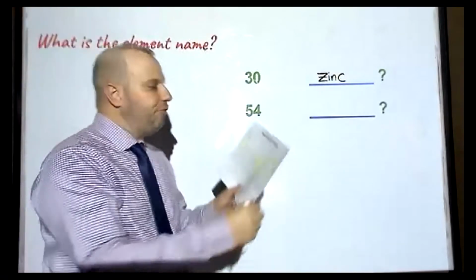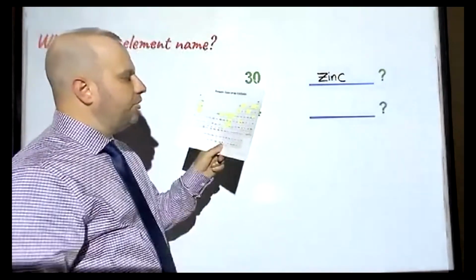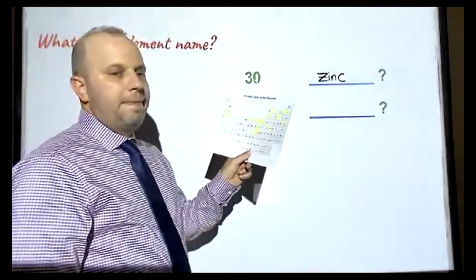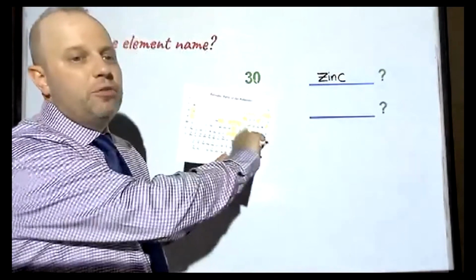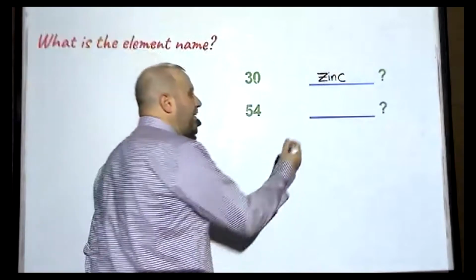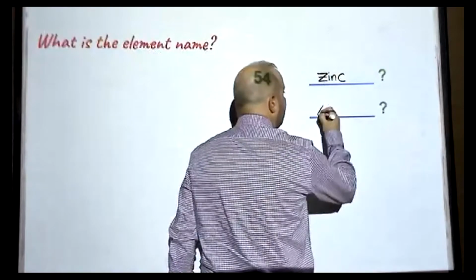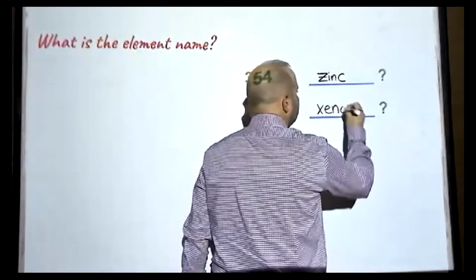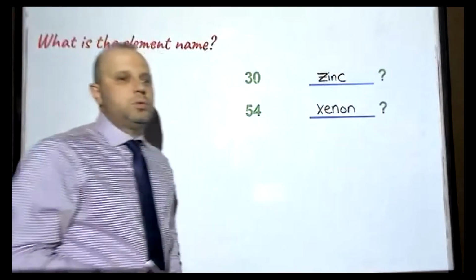Then for 54, look for 54 on your periodic table. The element name, it's all the way over here on the right side. The element name for this is xenon. That's kind of cool.